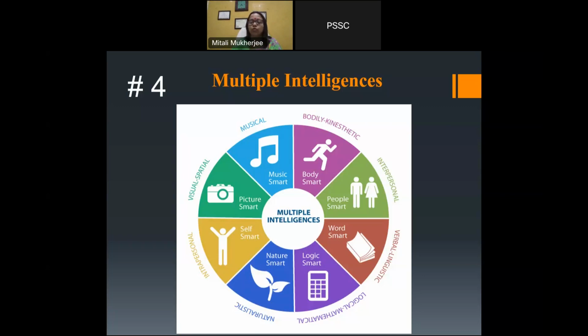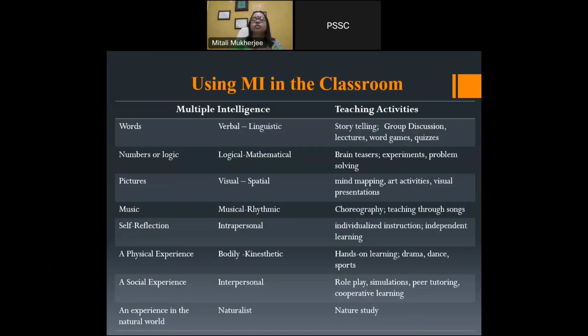Tip number 4, the latest trend. You've understood? So what all you can do? These are some suggested activities. You can do storytelling, group discussion, lecture for the verbal linguistic. For logical children, you can do experiments, problem solving, puzzles, as I told you. For visual ones, you can do art activities, visual presentations. You can use smart board. For musical children, you can dance, you can sing through, teach through songs.